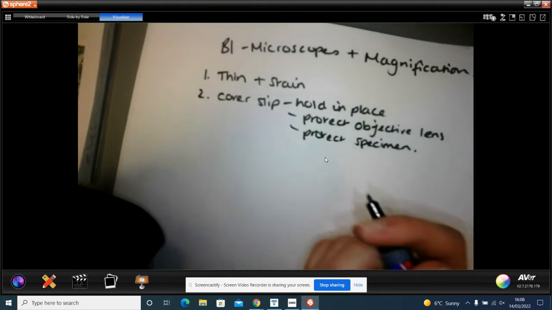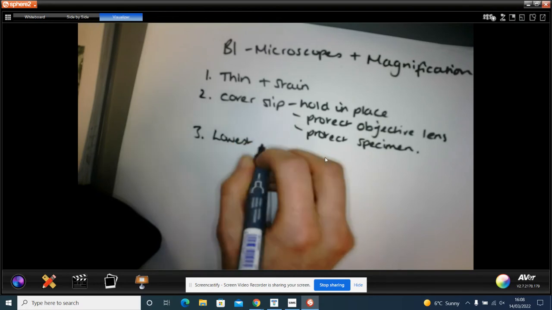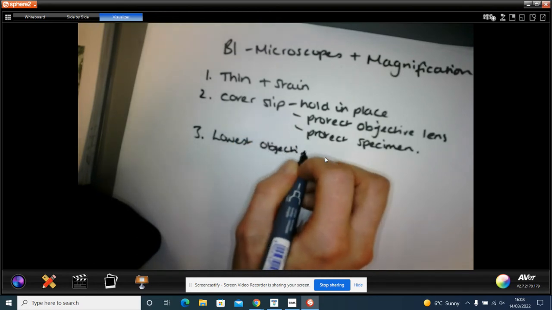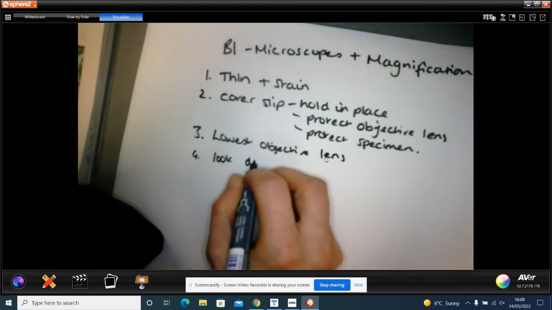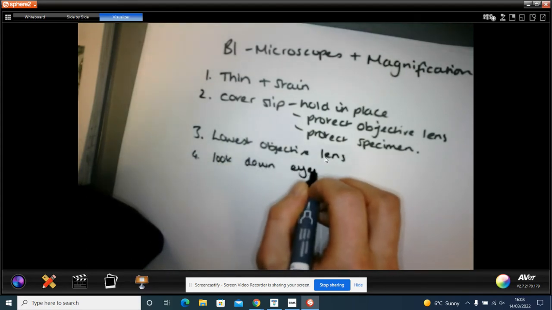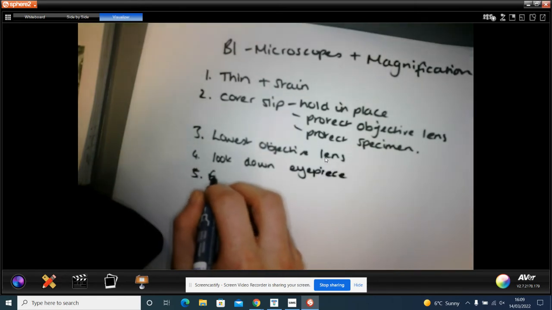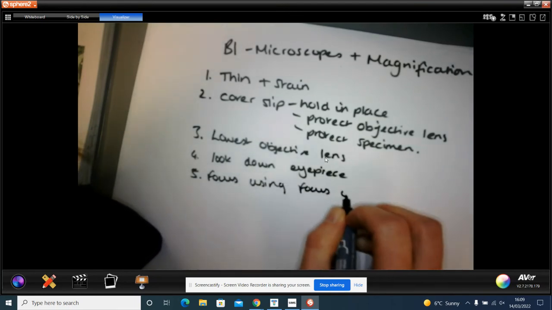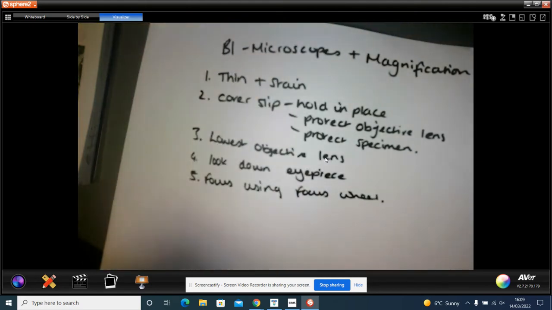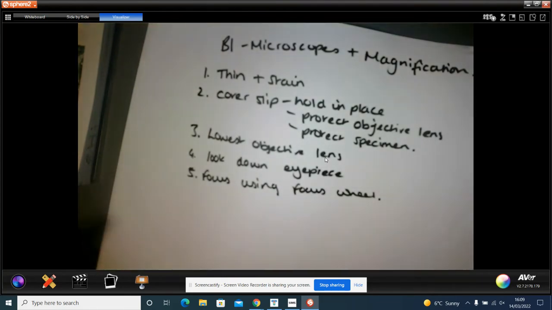Then what you would do is look down, set it onto the lowest objective lens, look down the eyepiece, and then you would focus it using the focus wheel. Okay, so that is how you would look at a specimen under the microscope. That's how you'd set up your specimen and so on.